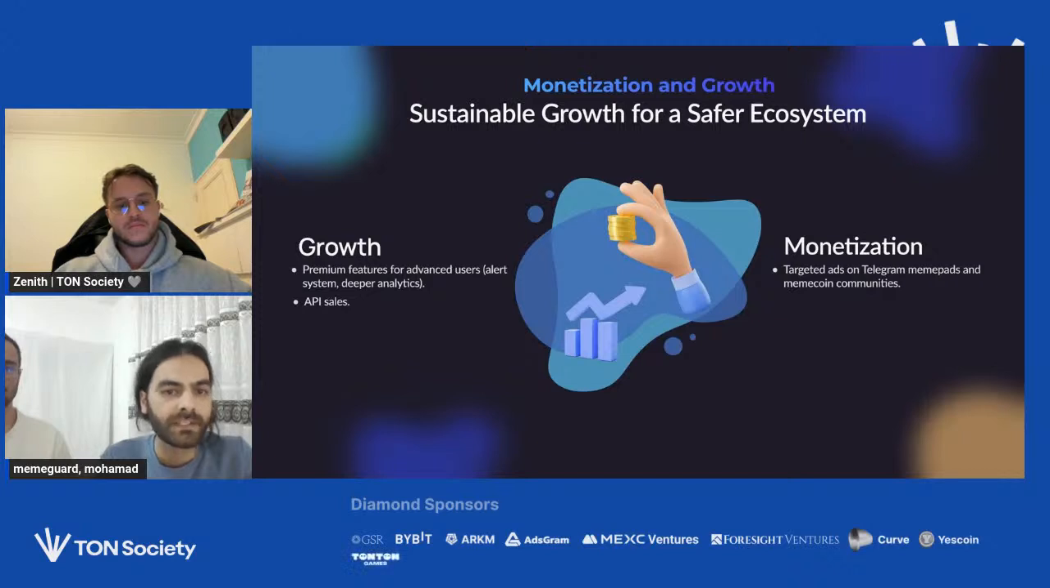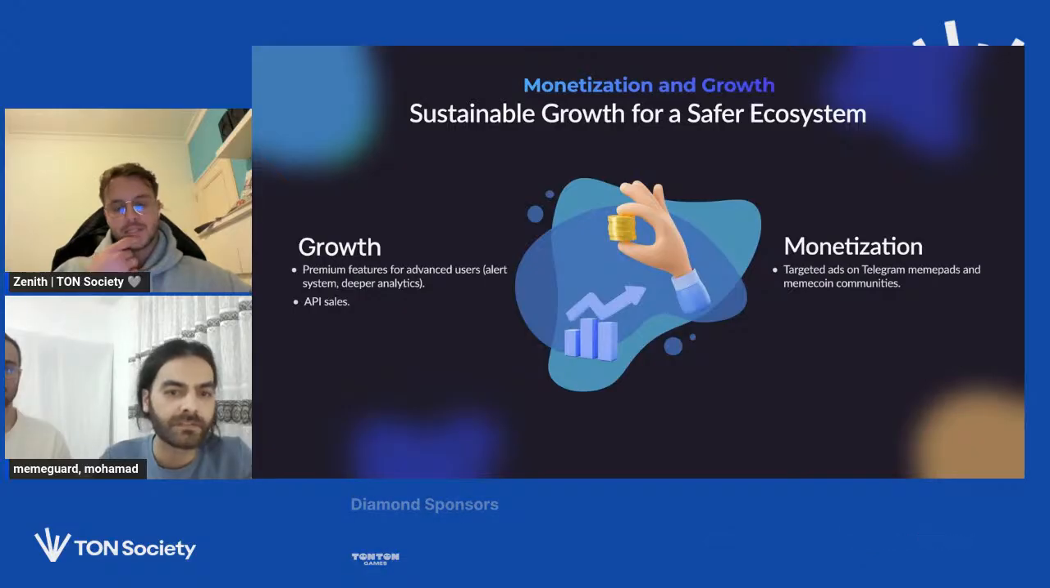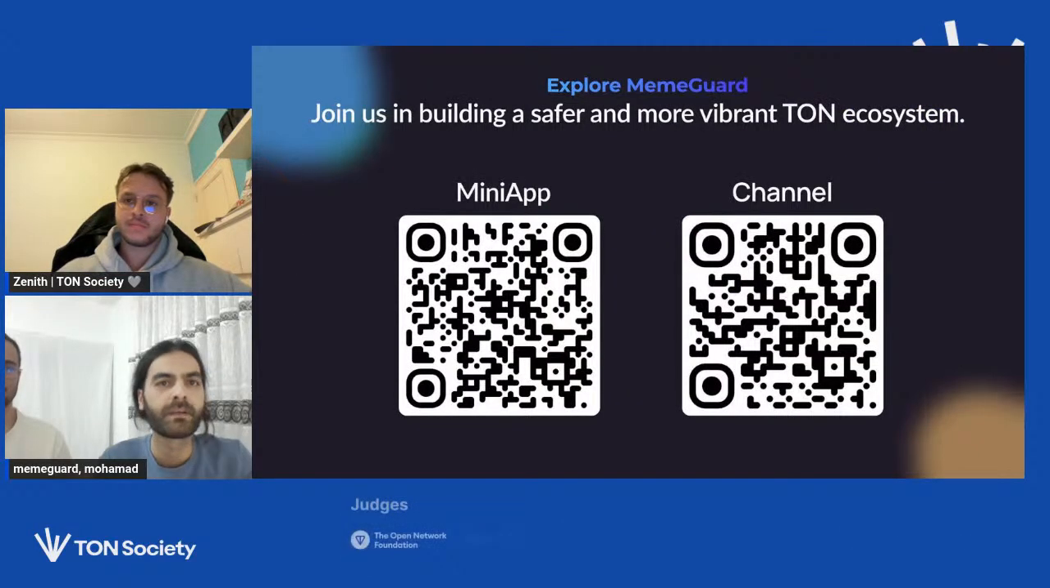Our monetization model is designed to provide ongoing value to both developers and advanced users. We'll offer API access and premium features like enhanced alerts and deeper analytics. To drive growth, we'll be targeting our core audience through ads on popular Telegram meme paths and within relevant meme coin communities. And that's it.